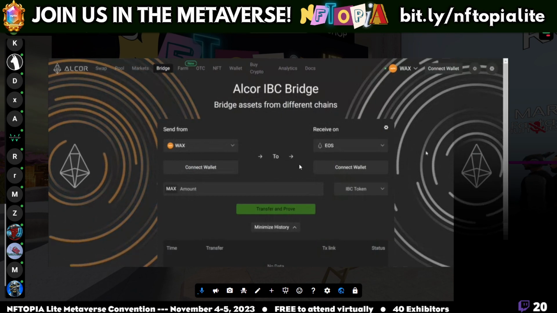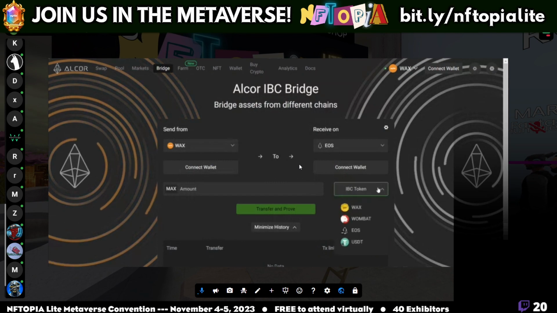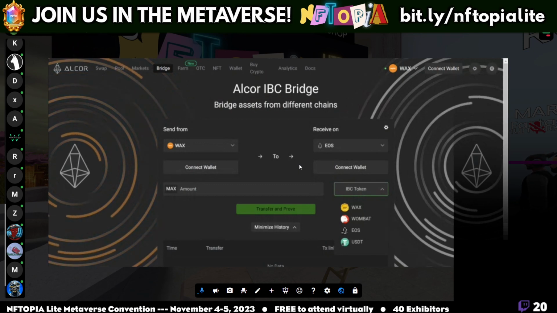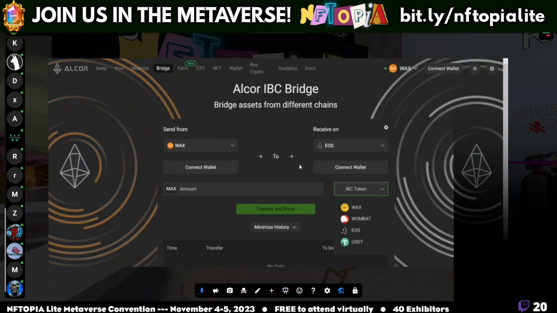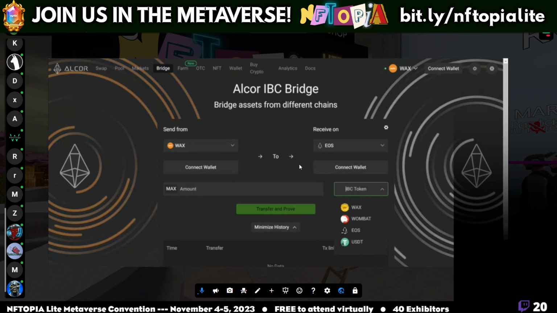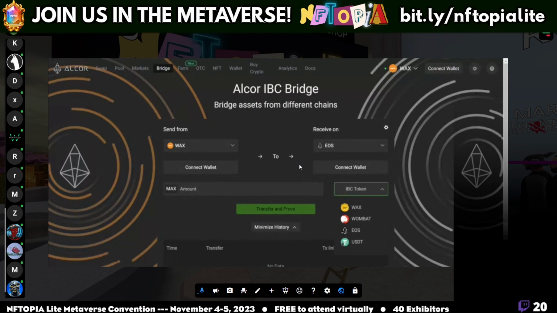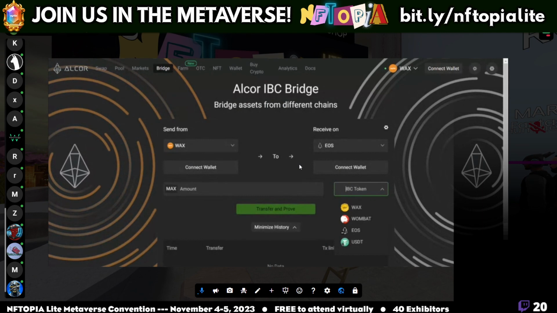So, right now we have the IBC bridge, the Inter-Blockchain Communication Protocol. This is a product developed by the Antelope Coalition, the Antelope Foundation, and what it does is that it is a decentralized and trustless bridge between blockchains. It sounds amazing. I am able to send certain tokens from the Wax blockchain to the EOS blockchain, and to Telos, and to Proton. And I am able to send tokens from the EOS blockchain to Wax, in this case, USDT, Wombat, Wax, and EOS.